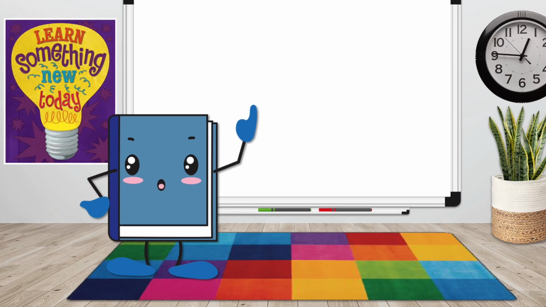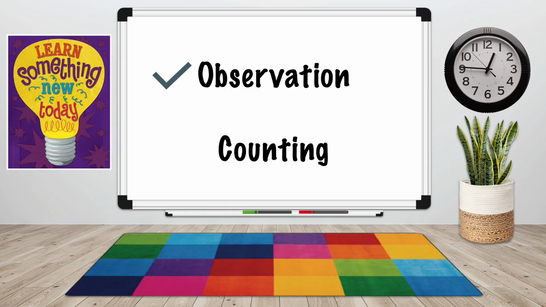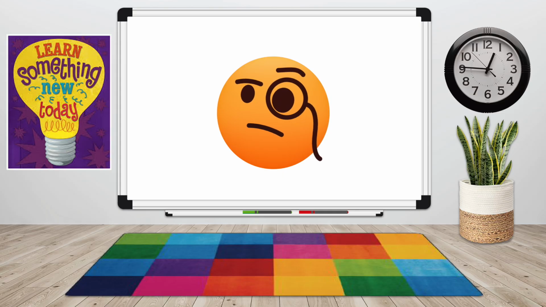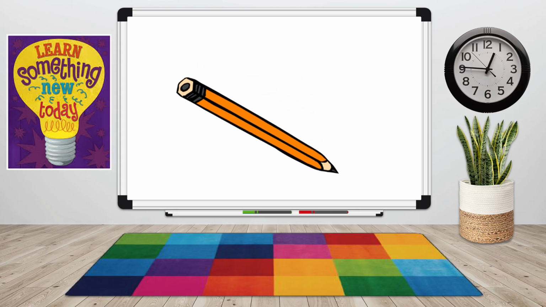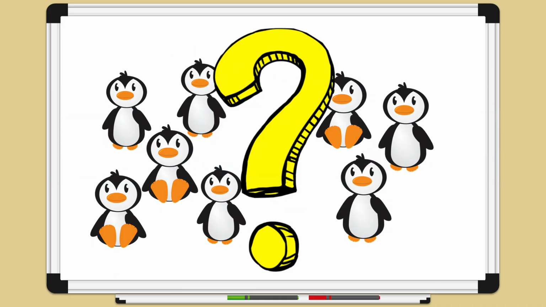Baxter also wants to know, how do we get data? We can get data by observation and counting. What does that mean? Well, observing is using our senses to notice things happening around us and then writing them down. For example, how many penguins do we see?